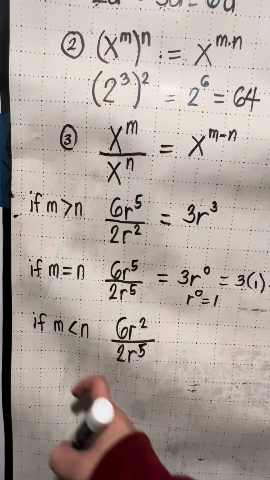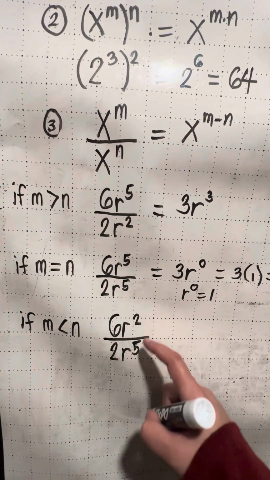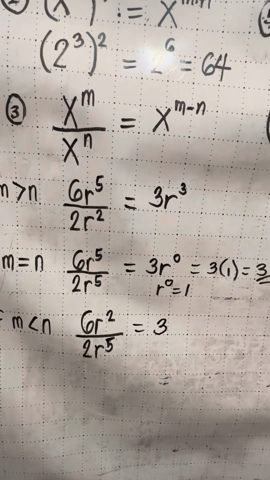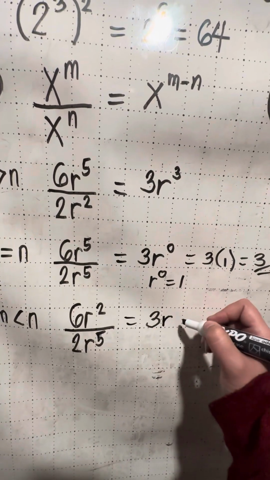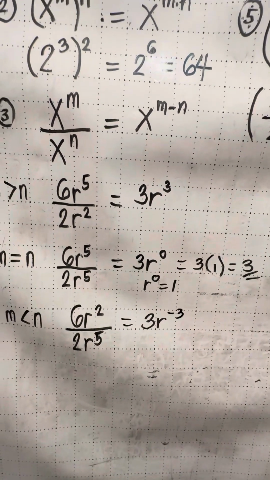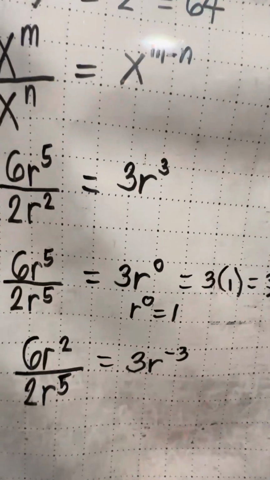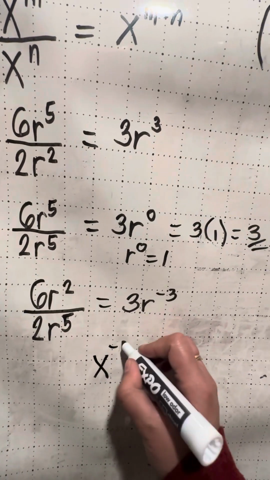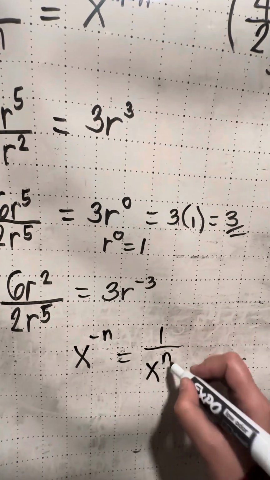Okay. So now if m is less than n, so if the exponent of the numerator is less than the exponent of the denominator, the resulting exponent will be negative. So 6 divided by 2 again is 3, and then copy the base r and subtract 2 and 5, that is negative 3. And this is why we do have a negative exponent, right? Now, according to the property of negative exponents, if a number is raised to a negative power, you just simply get the reciprocal of the base.